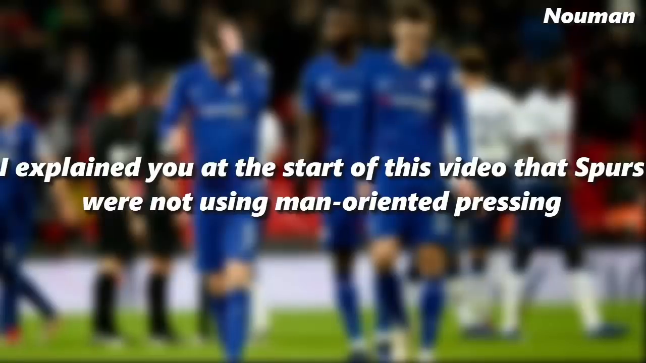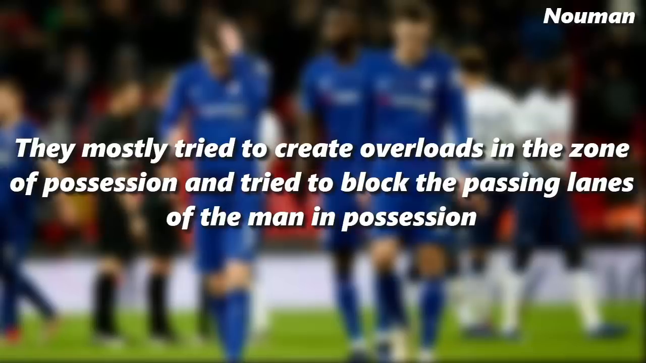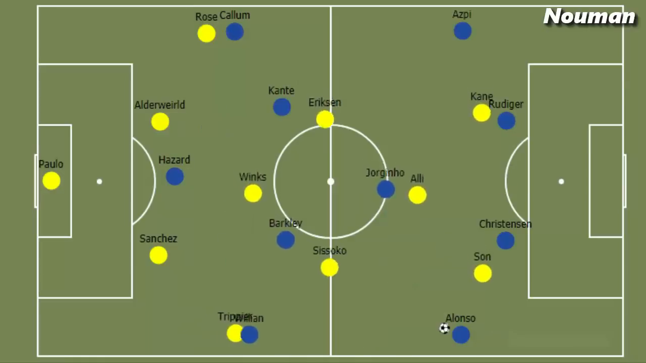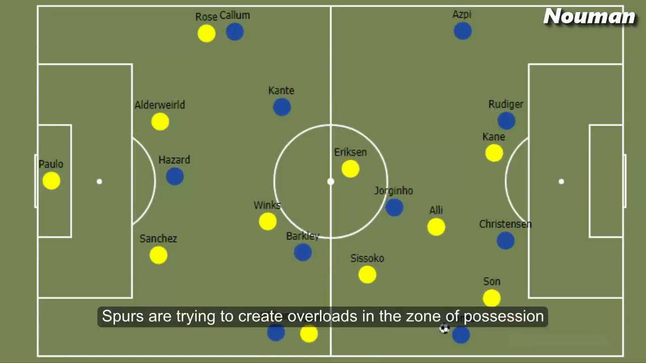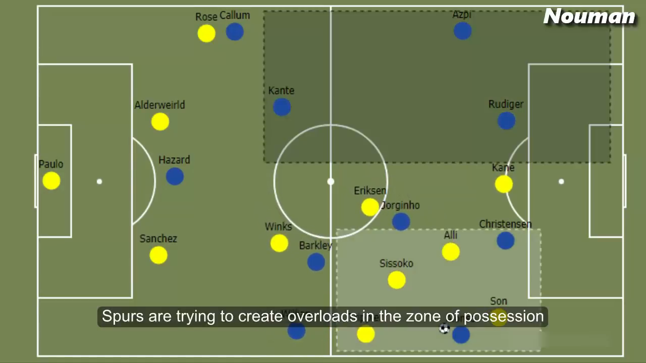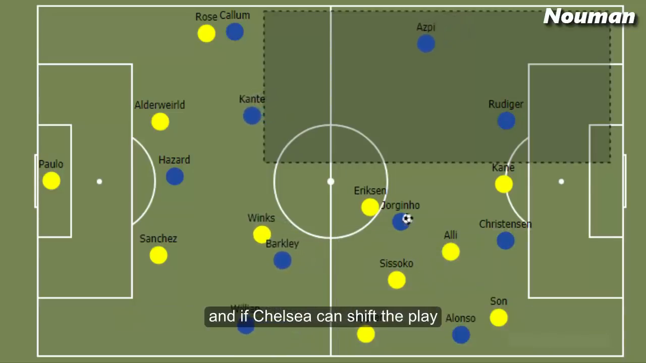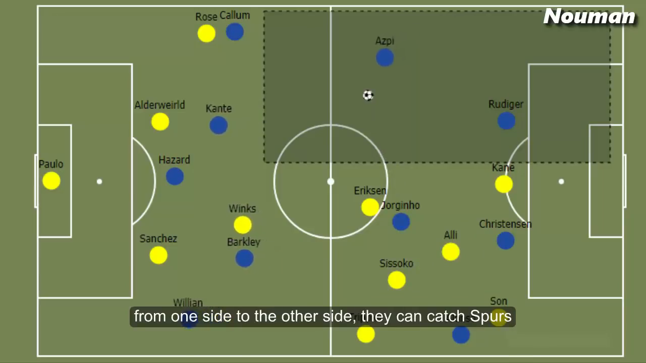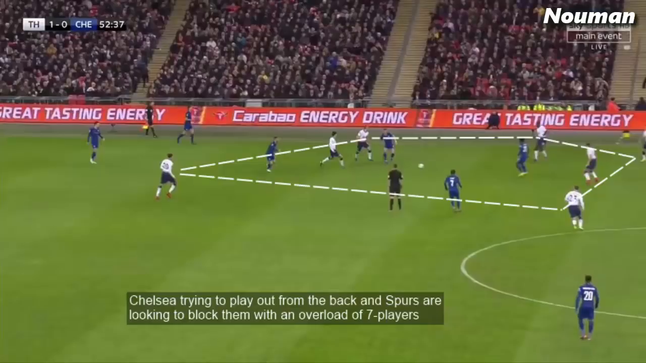I explained to you at the start of this video that Spurs were not using man-oriented pressing. They mostly tried to create overloads in the zone of possession and tried to block the passing lanes of the man in possession. So as we can see in this animation, Spurs are trying to create overloads in the zone of possession, and that has created spaces on the other side of the pitch. And if Chelsea can shift the play from one side to the other side, they can catch Spurs.